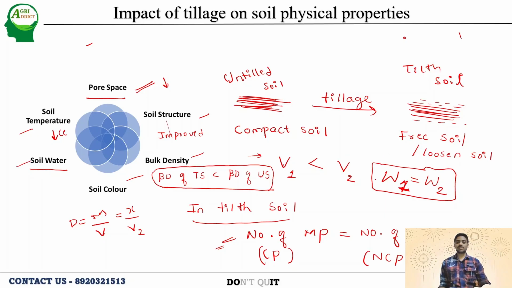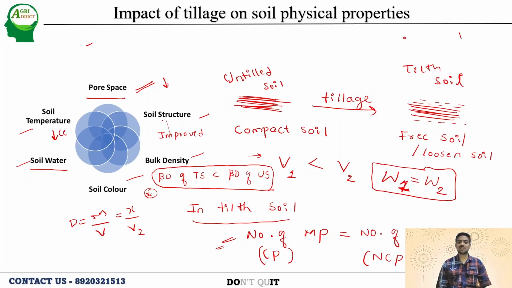When tillage is performed, what actually happens is the weight remains the same, but the volume of the compact soil is very less, and the volume of the tilled soil is more. Because of this, the bulk density of the tilled soil is less than the bulk density of the untilled soil. You know that density is mass by volume. Mass remains constant, but the volume changes in both cases. In the case of tilled soil, V2, as I said, is very more. So when the volume increases, the denominator increases, so the value becomes less, and thereby the bulk density of tilled soil becomes less than that of untilled soil. This relation is very important from the exam point of view. Now the bulk density is done.